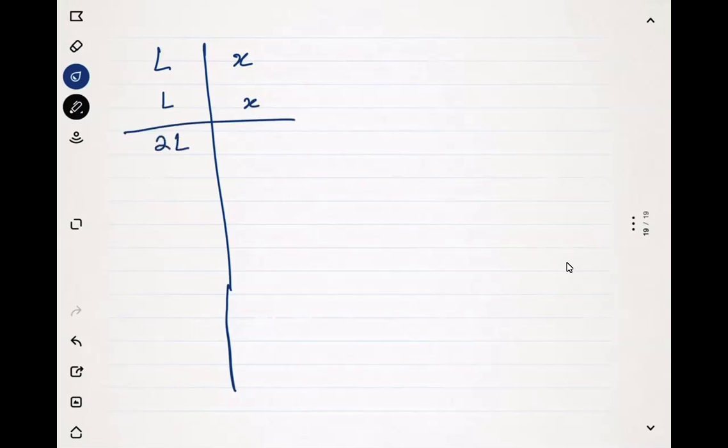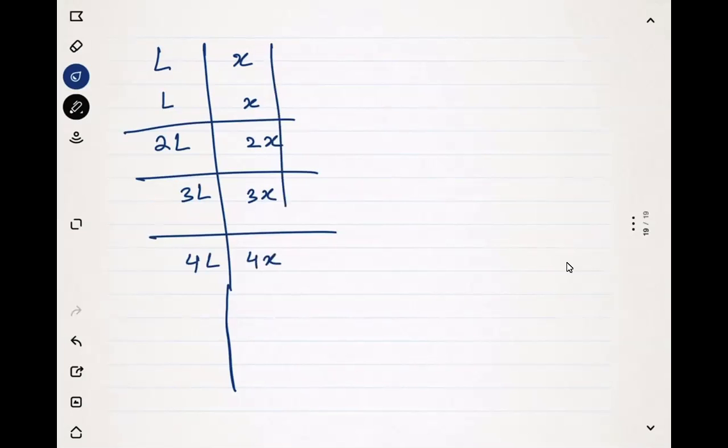Same is for extension. If we go with the original length and the extension within the limit of proportionality for a certain force, we can say that, for example, length was L and extension was X. Length was 2L, extension becomes 2X. Length was 3L, extension becomes 3X. Length was 4L, extension will become 4X. And if you divide extension over length, every time it is X over L.